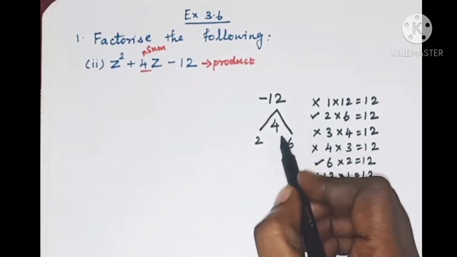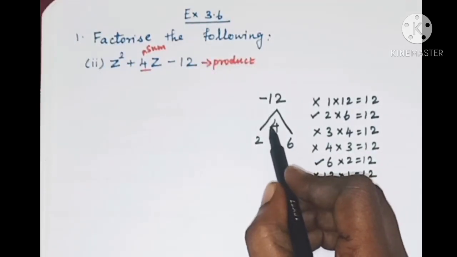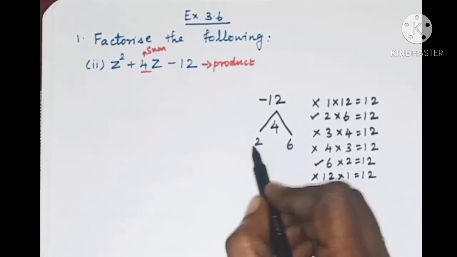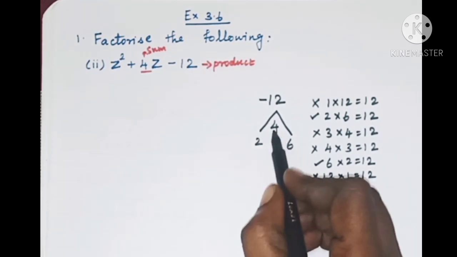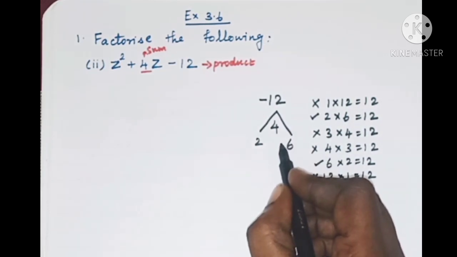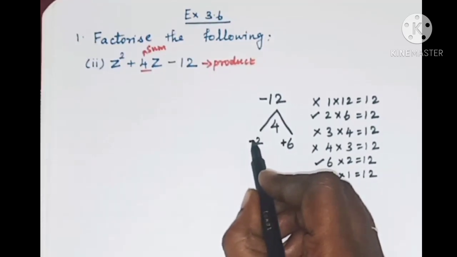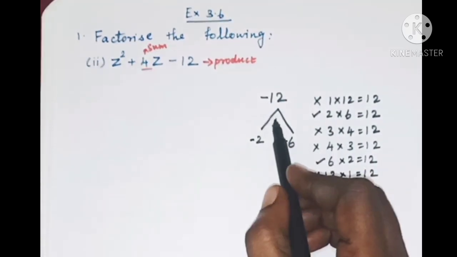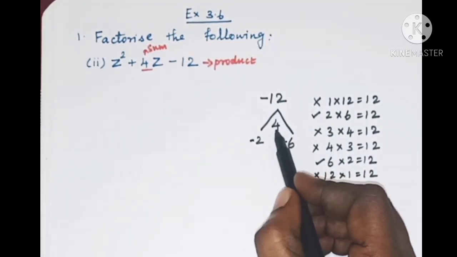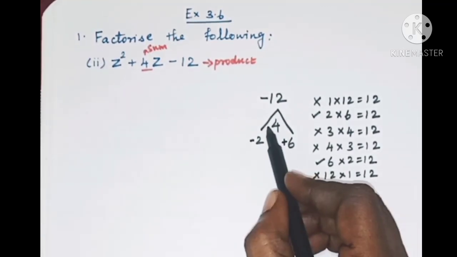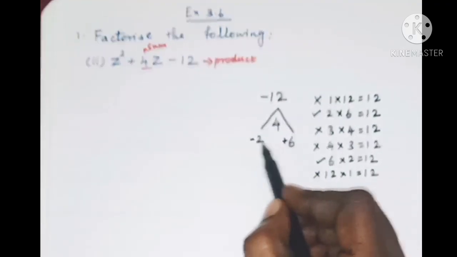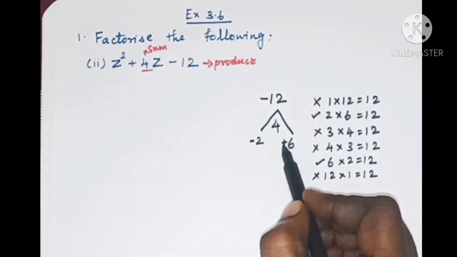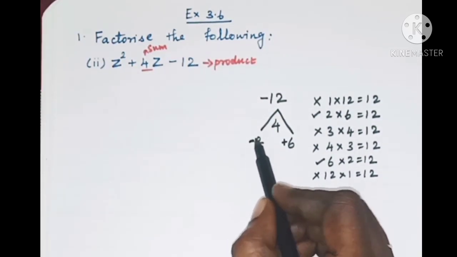Here we should put the symbol of this number on the greater number. From 2 and 6, which is the greater number? The greater number is 6. Here we have plus 4, so you should put the plus symbol on 6 and the minus symbol on the other number. So always put the symbol of this number on the greater number. Because we have plus here, put the plus symbol here and the negative symbol on the other one.